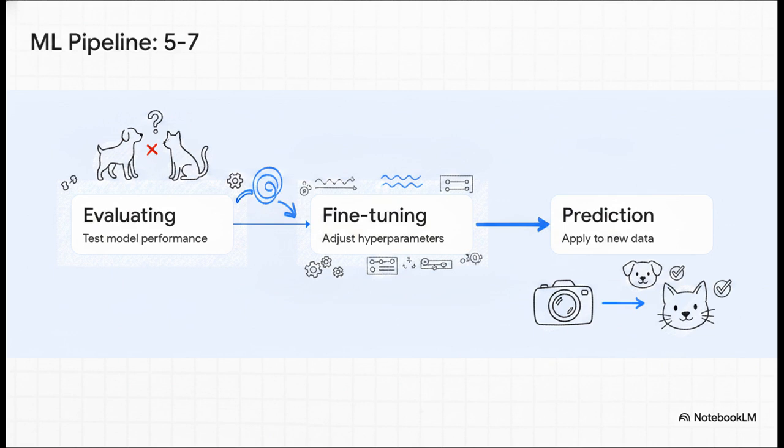Finally, when the accuracy is high enough, you reach step 7, prediction. You can now feed the model a brand new, never-before-seen image, and it's going to successfully predict whether a cat is in the frame. Boom.